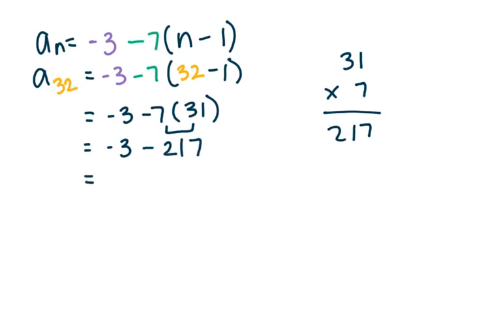So it just gets more negative. They have the same sign. We combine them and keep the sign, so it becomes -220. So then you would be able to tell me that the 32nd term in that pattern is -220.